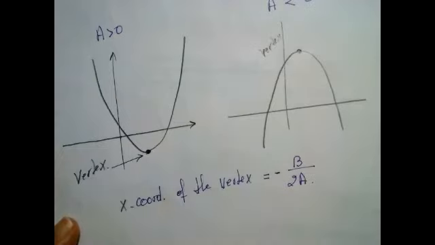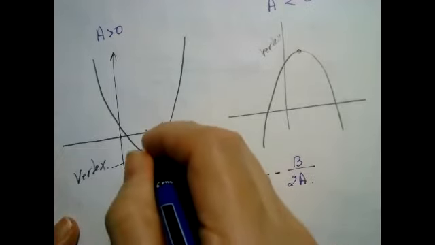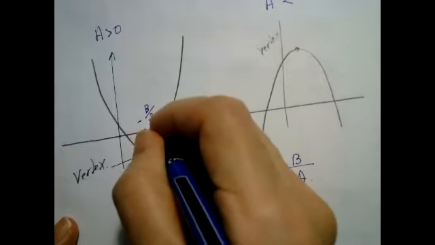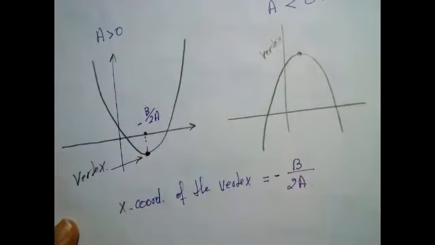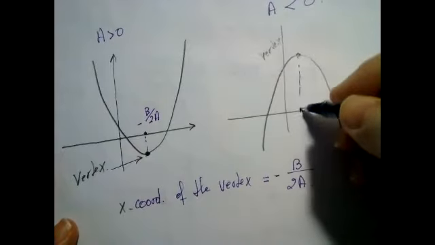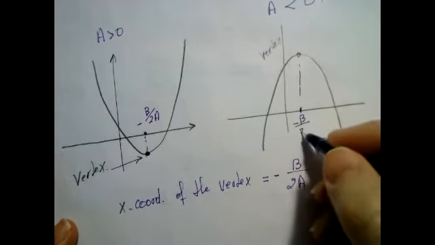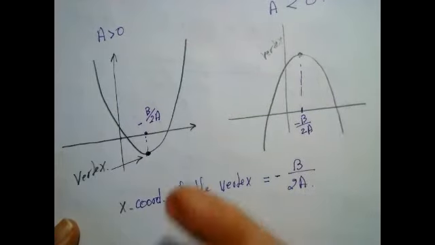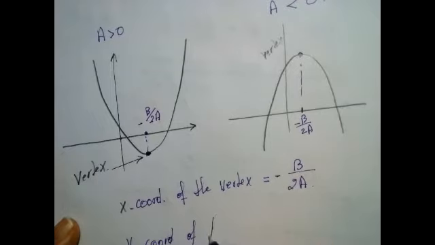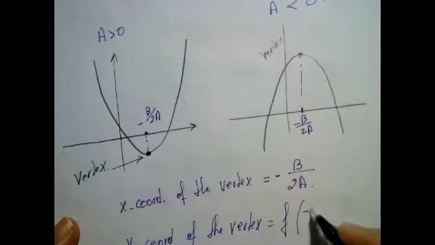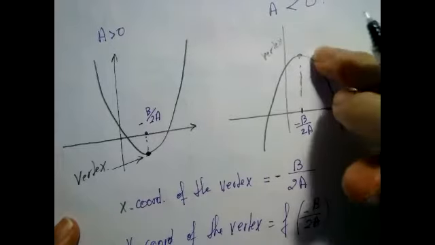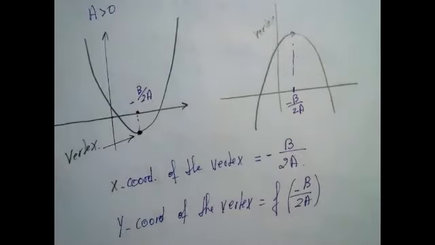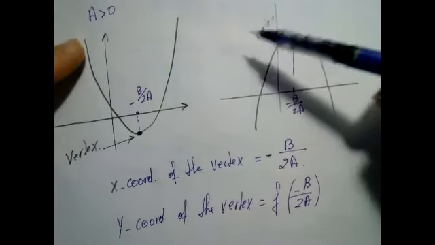So this is my vertex right here. The x coordinate is minus b over 2a. The y-coordinate is just the value of the function at this point. It is the value the function takes at minus b over 2a. It means you plug minus b over 2a into the formula and you get the y-coordinate. Right, so that's the shape, a positive versus a negative.